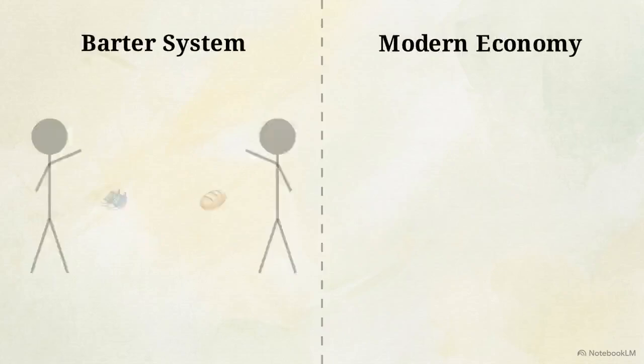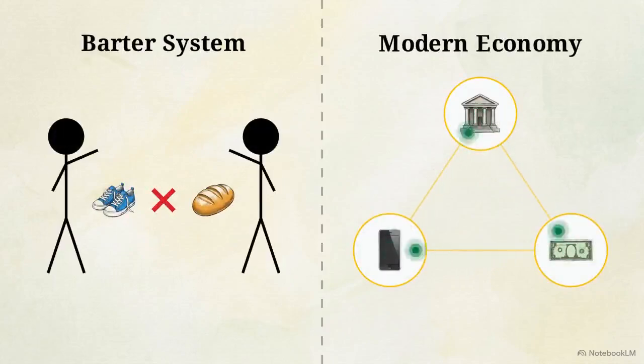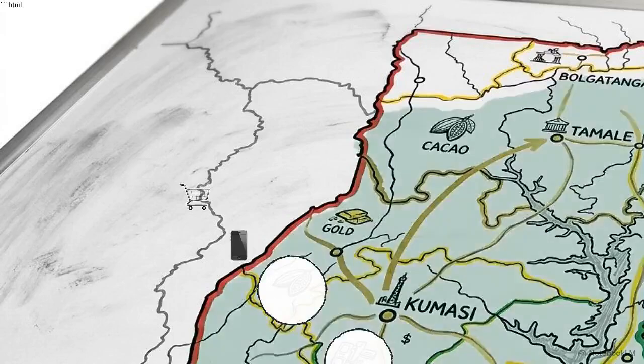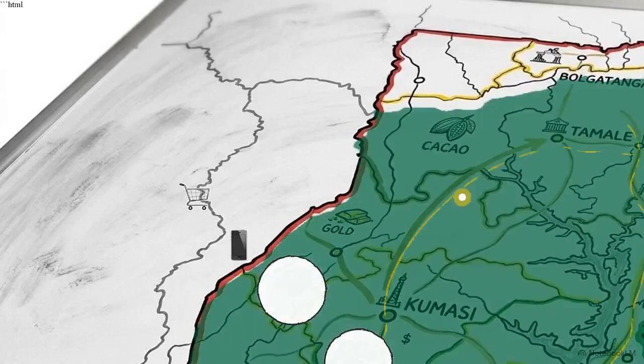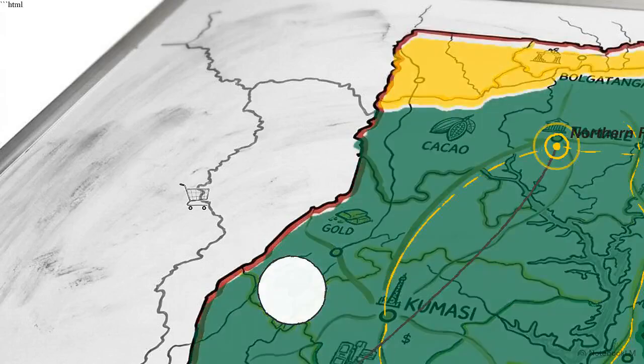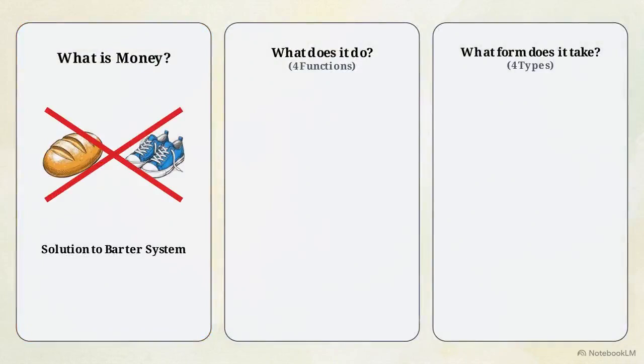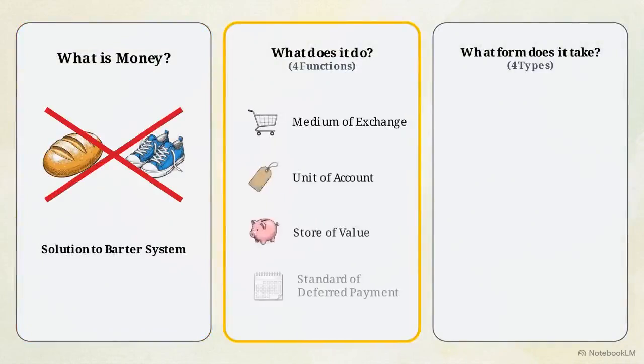For your classroom discussion, consider why modern economies can't function on barter alone. Which of the four functions of money do you think is most important for a student? You might also discuss how digital money has made it easier for people in remote areas to participate in the Ghanaian economy.